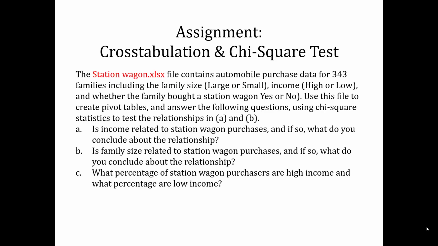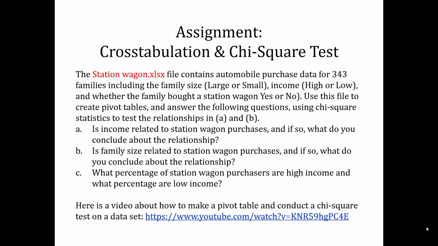Here's an assignment to test your understanding of what we discussed. Download the Excel file named Station Wagon, which contains automobile purchase data for 343 families, including the family size, income, and whether the family bought a station wagon, yes or no. Use this file to create pivot tables and answer the questions in A, B, and C using chi-square statistics to test the relationships in A and B. If you like, you can watch a video about how to make a pivot table and conduct a chi-square test.